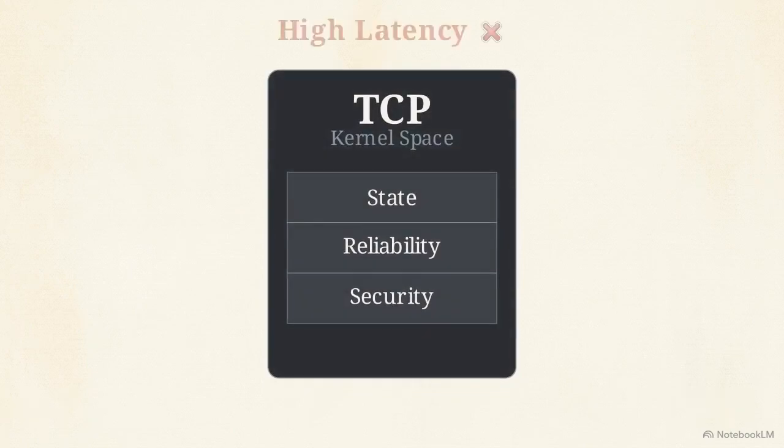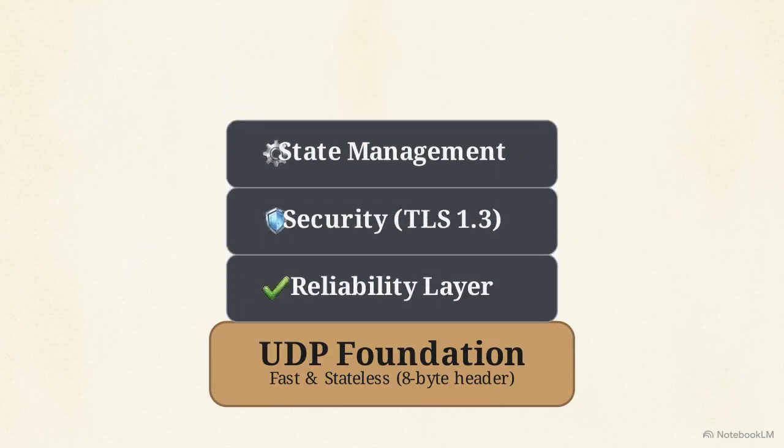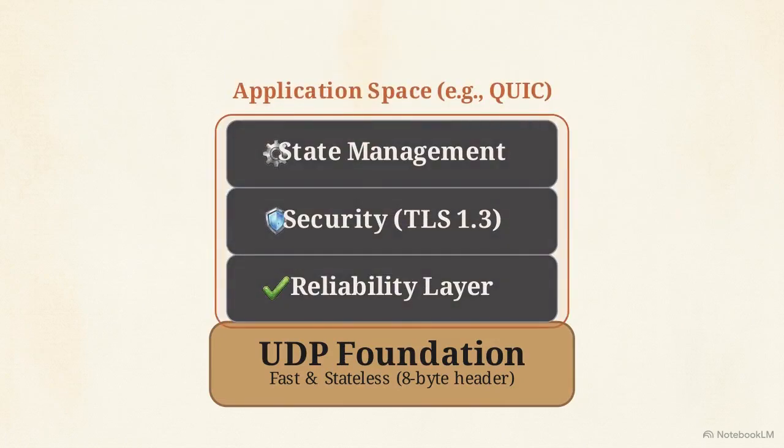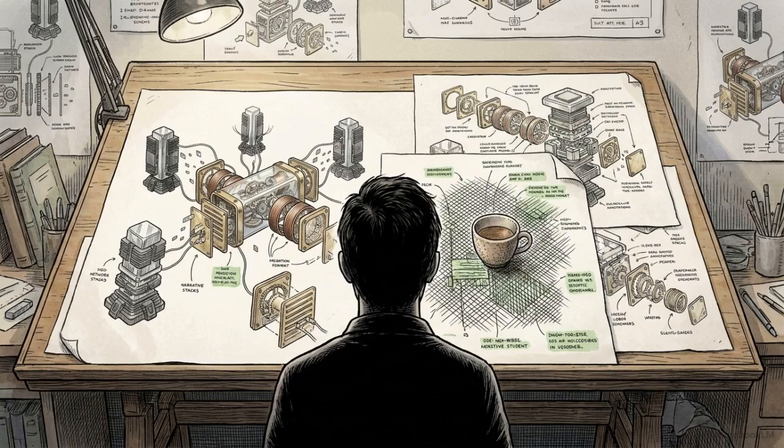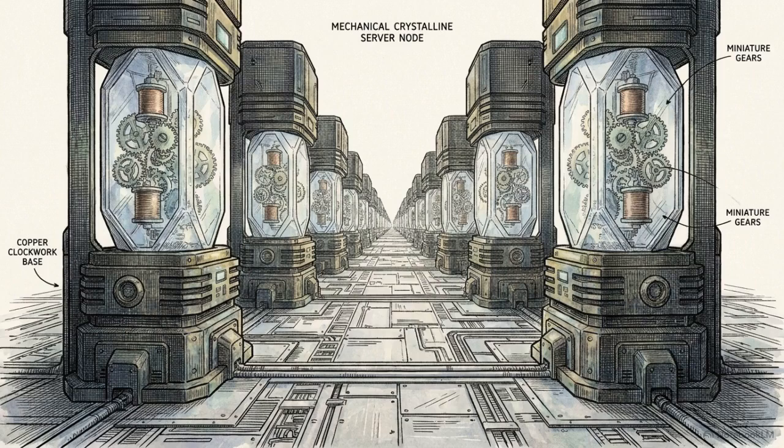Because TCP's rigid state management creates inherent latency, the modern Internet is increasingly building complex, stateful features directly on top of UDP. This allows developers to combine raw transport speed with their own customized security and reliability layers. 40 years after its creation, UDP's continued dominance proves a counterintuitive reality. A raw, unmanaged datagram interface remains the essential foundation for high-performance network engineering.